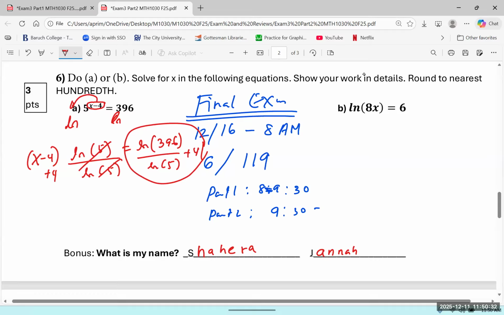So if you go to the calculator, make sure to close your parentheses for both numerator and denominator, and then add 4. How much? And it says round to the 100th. So this is the 100th position. So it's 7.72.